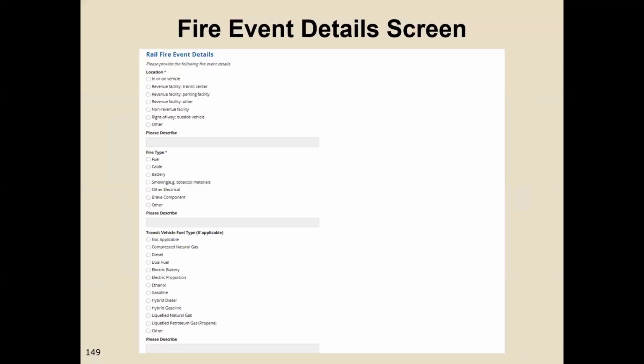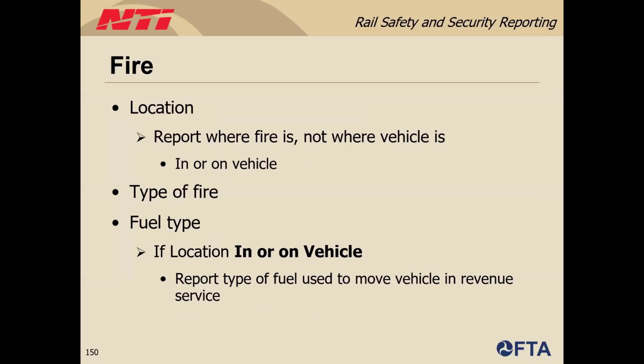This is a screenshot of the fire event details screen. If the fire is in or on the rail vehicle, including in the engine, wheel area, or anywhere on the outside, this would be reported as in or on vehicle. Report the type or cause of the fire. For the fuel type selection, if you chose the location of the fire as in or on vehicle, then you would report the fuel type of the vehicle.